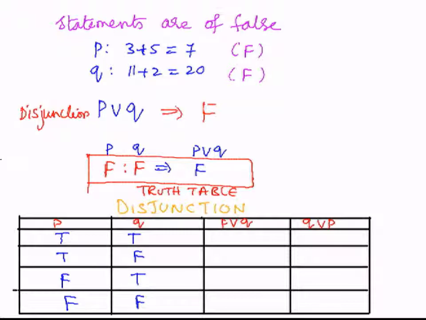Then now, as per the condition of the disjunction, both must be false, then only the disjunction also will be false. So FF will be F and the remaining all will be true. So here we have to search for F and F. The first statement must be false and the second statement Q also must be false, then only P or Q will be false. So here false, false is false, therefore here the last row. So here F will be F and the remaining will be true.